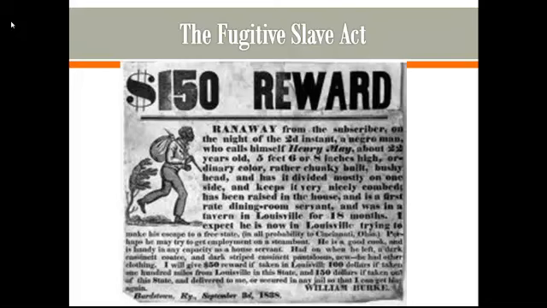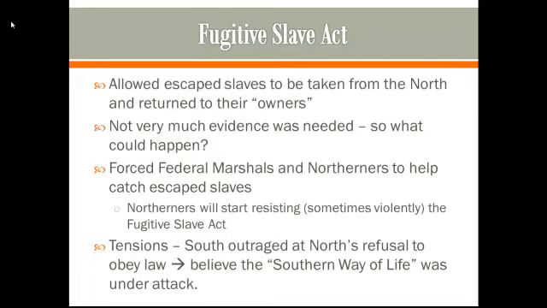And the Fugitive Slave Act was a law that was passed to help Southerners reclaim slaves that had run away, that they considered to be fugitive. It was a law that allowed escaped slaves to be taken from free states in the North and returned to slavery in the South to their owners.